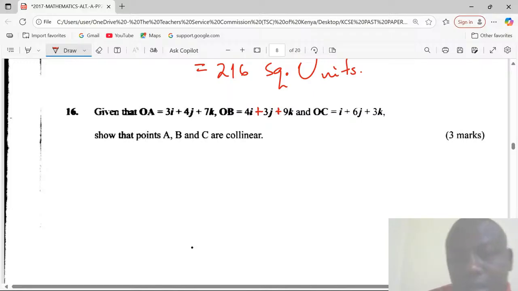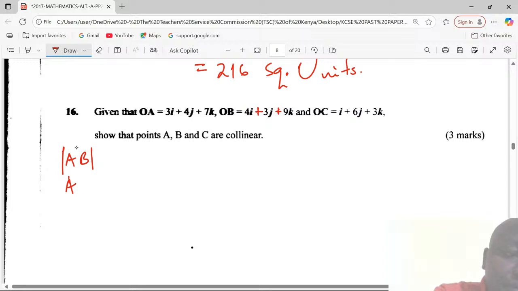So, how do we show collinearity? We first calculate two vectors according to the provided coordinates. Let's get a vector, for example, vector AB. Then we also get another vector, AC. Let's get these two vectors.